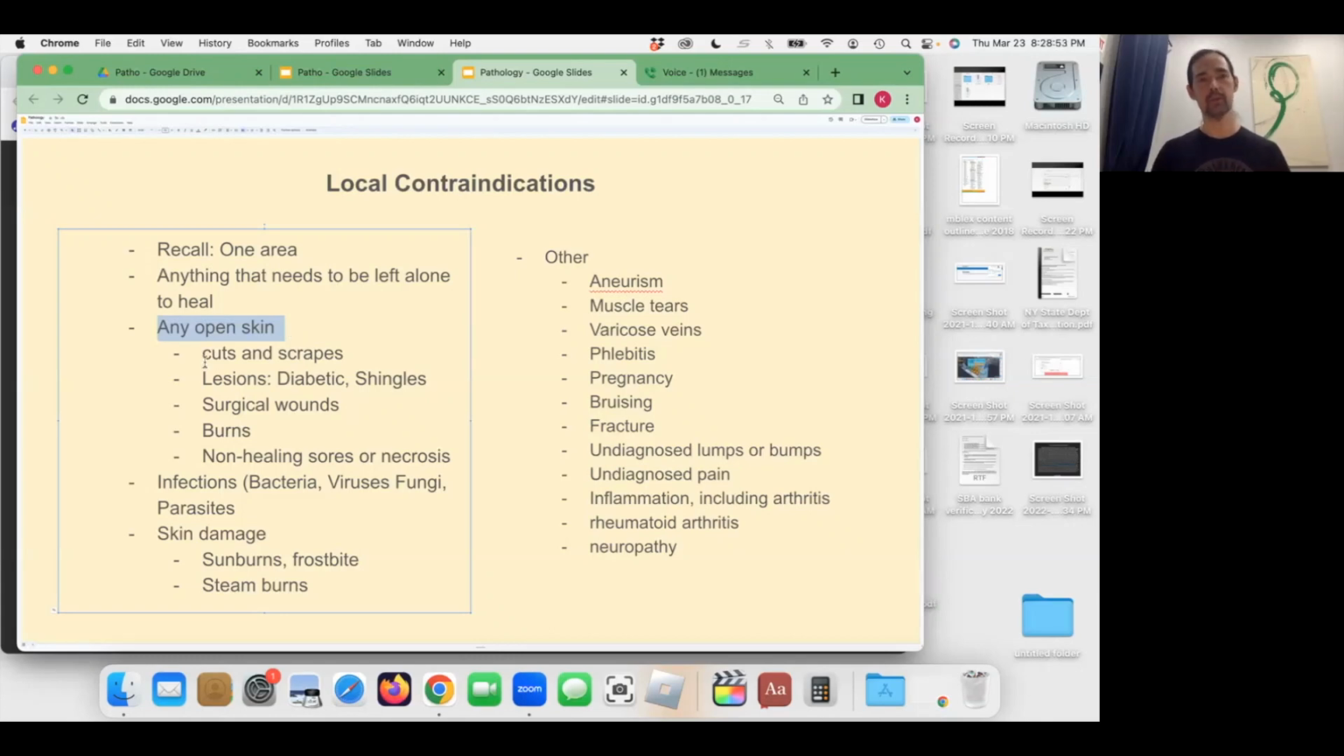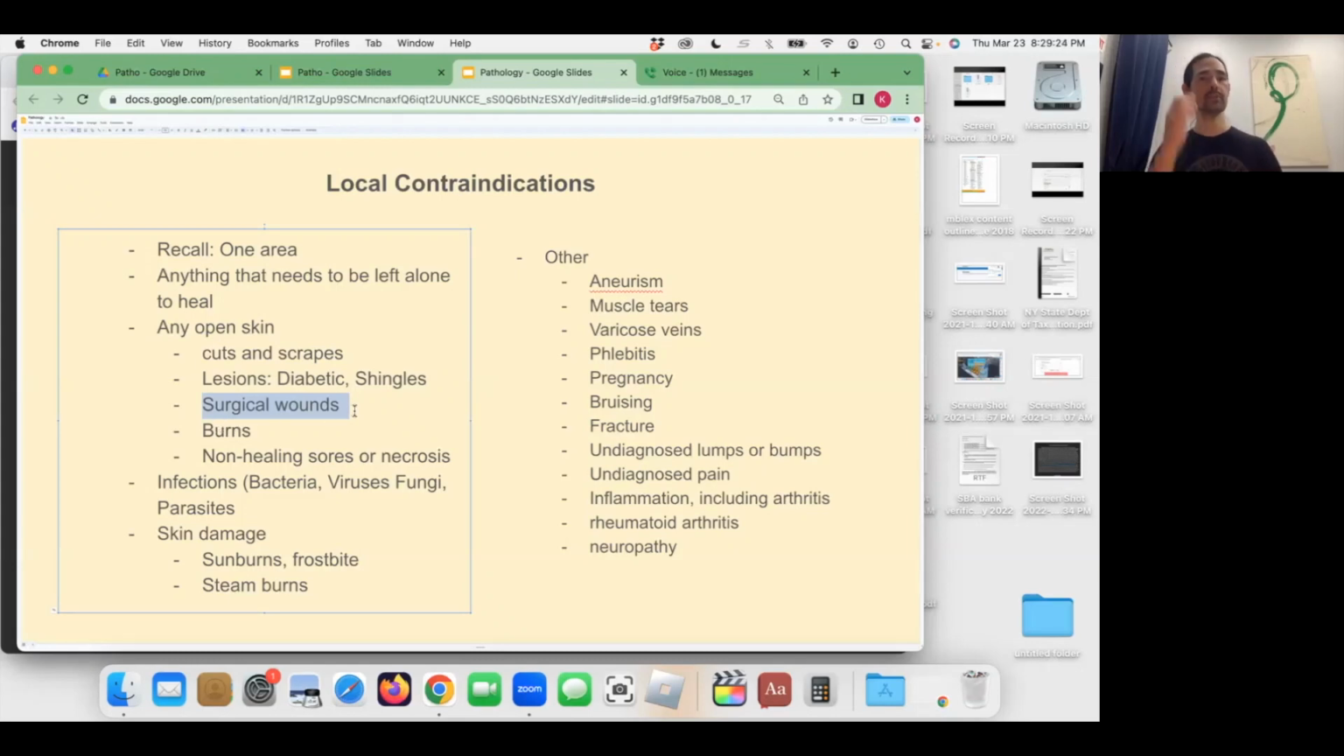So that includes obviously cuts, but also scrapes. It includes lesions, like diabetic lesions where the skin is starting to break down and there's a sore. Shingles also causes lesions. And at some point, shingles are extremely contagious and also extremely painful, although some people don't perceive it as extremely painful, it's just irritating.